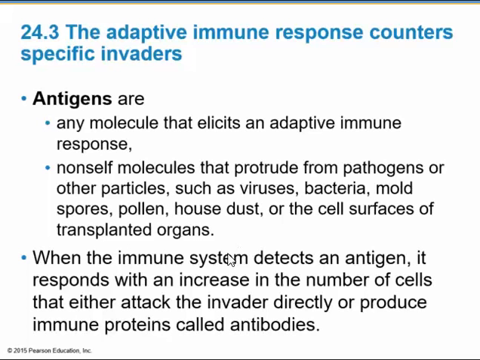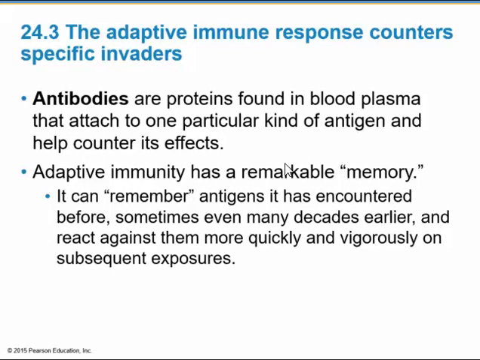So when the immune system detects an antigen, there's several things that can happen. Number one, an increase in the number of white blood cells, which either attack the invader directly or are cells that produce antibodies, defense proteins. So antibodies are proteins found in your blood that will attach to only one specific type of antigen and neutralize it.